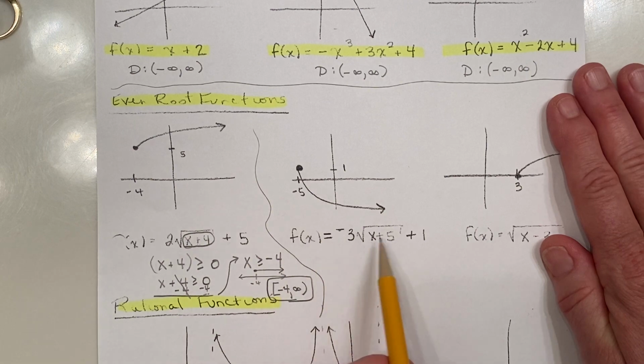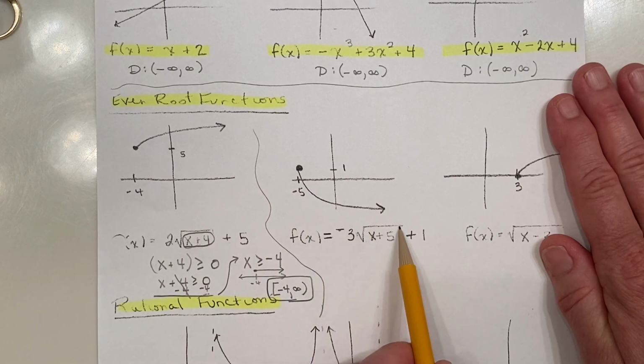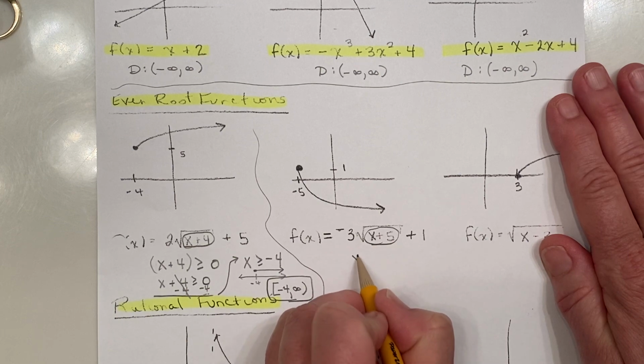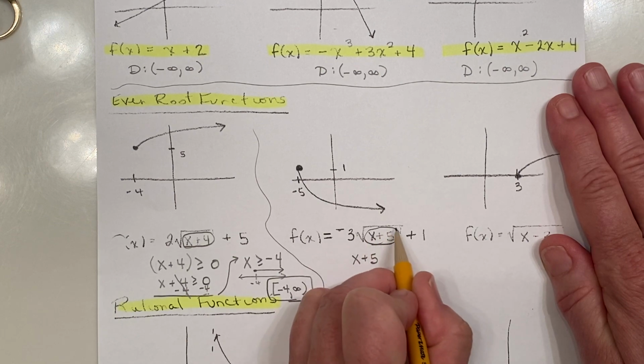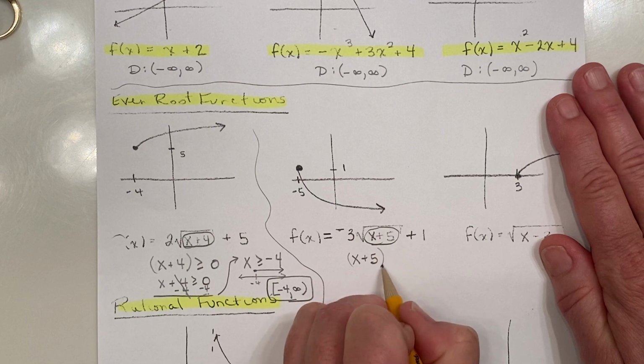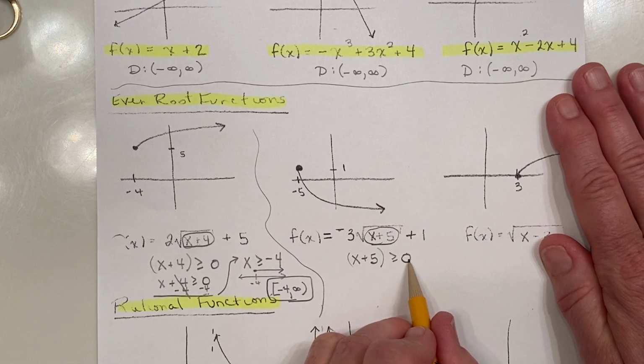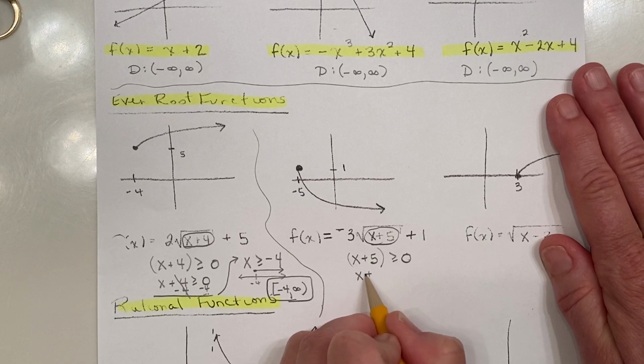Well, I see that this equation is an even root function, so I dial that in and I go, wait a minute, I can't have a negative underneath the radical, and everything that's underneath the radical is x plus 5. That has to be greater than or equal to 0. And the parentheses aren't necessary here, so I'll go ahead and remove them.